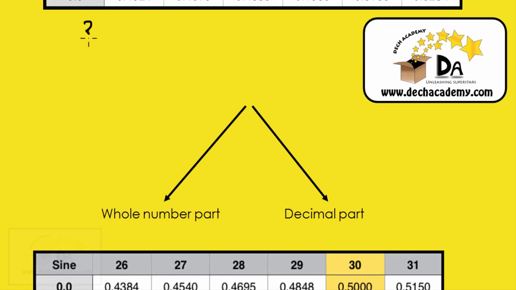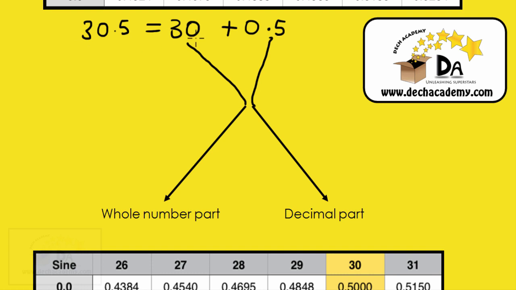The angle 30.5 can be broken down into two parts, because 30.5 is the same thing as 30 plus 0.5. So what I've done is I've broken down 30.5 into a whole number part and a decimal part. The decimal part and the whole number part are separated. The whole number part is 30, the decimal part is 0.5.